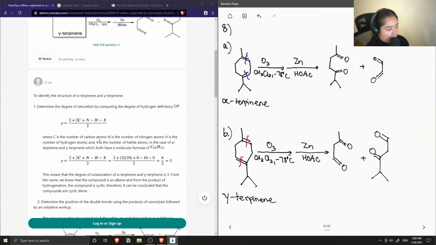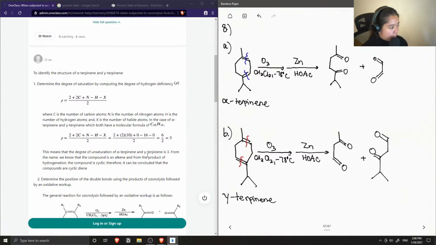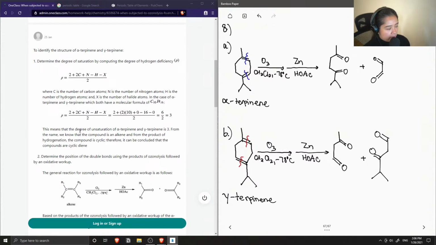In the case of alpha terpinene and gamma terpinene, which both have a molecular formula of C10H16, they just plugged in all of those values to this equation, and they got 3. So this means that the degree of unsaturation of alpha terpinene and gamma terpinene is 3. And from this name, we know that the compound is an alkene, and from the product of the hydrogenation, the compound is cyclic. Therefore, it can be concluded that the compounds are cyclic dienes.